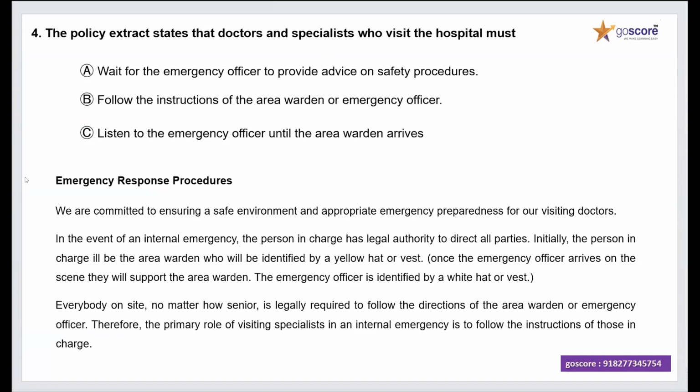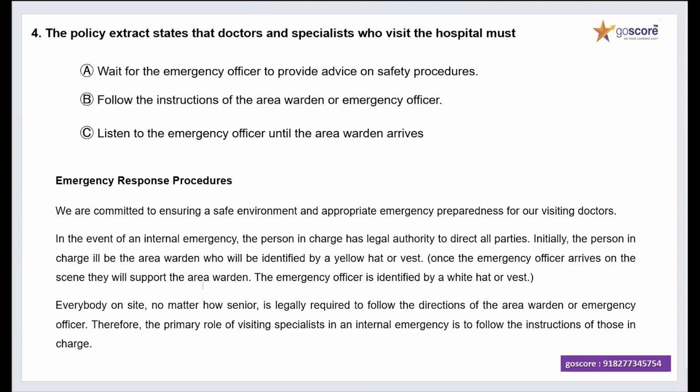Okay, let's move to the text. Emergency response procedures. We are committed to ensuring a safe environment and appropriate emergency preparedness for our visiting doctors. In the event of an internal emergency, the person in charge has legal authority to direct all parties. Initially, the person in charge, sorry, typing mistake, the area warden, who will be identified by a yellow hat or vest. Once the emergency officer arrives on the scene, they will support the area warden. The emergency officer is identified by white hat or vest.